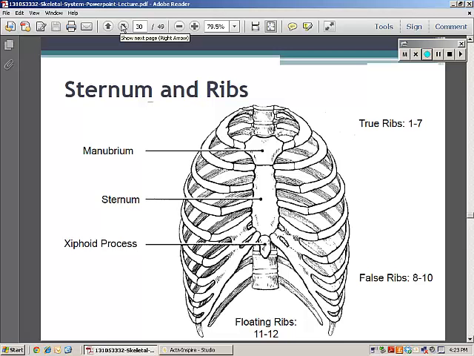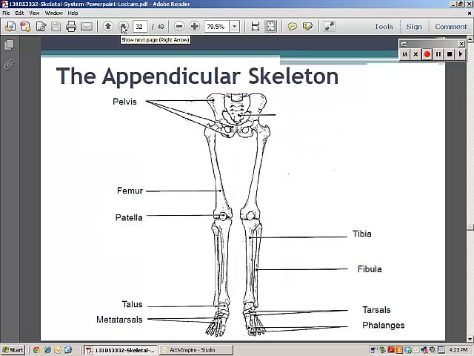Now, the sternum is actually composed of 3 segments. The first part, up at the top, we call the manubrium, and then the middle region we call the sternum, and then finally at the bottom, the little tip that looks kind of triangular, like an arrowhead, we call the xiphoid process. Okay, so that concludes our axial skeleton, and just to recap, the axial skeleton is the skull, the vertebral column, and our rib cage.